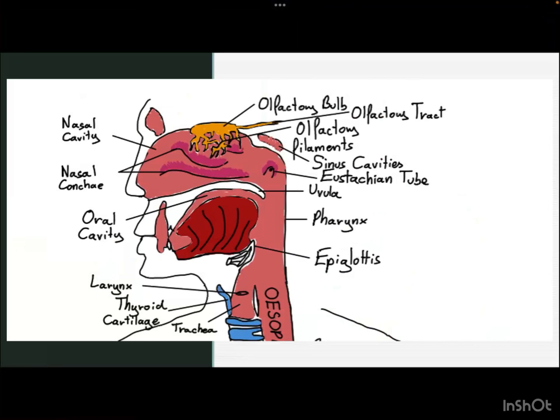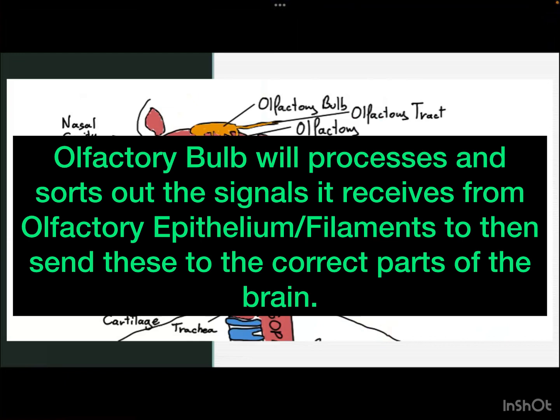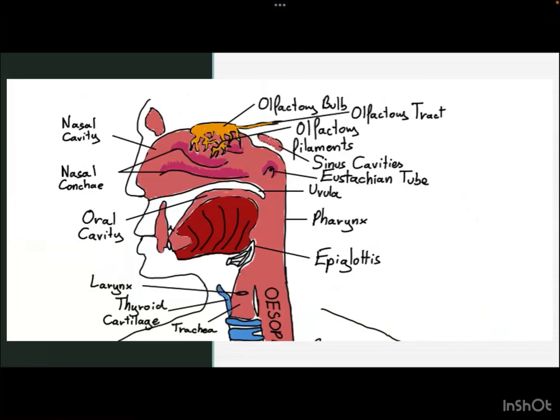The olfactory system is basically broken down into your olfactory bulb, olfactory tract, and your olfactory filaments. It is responsible for the sense of smell. The olfactory filaments contain the necessary sensory neurons to send signals from the olfactory epithelium to the olfactory bulb. So, as you can see on the diagram, I highlighted the structures there. This bulb structure processes and sorts out the signals that it receives from the filaments, and then it sends them to the correct area of the brain to be further processed and interpreted.